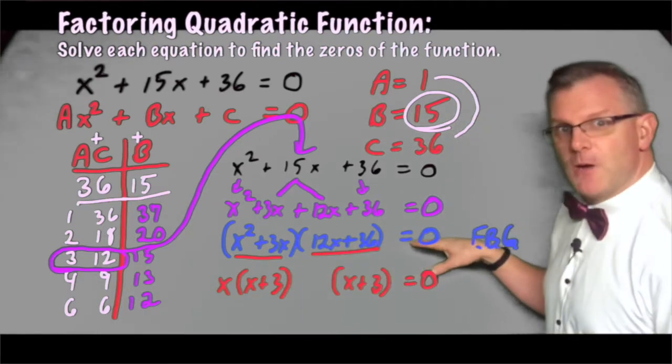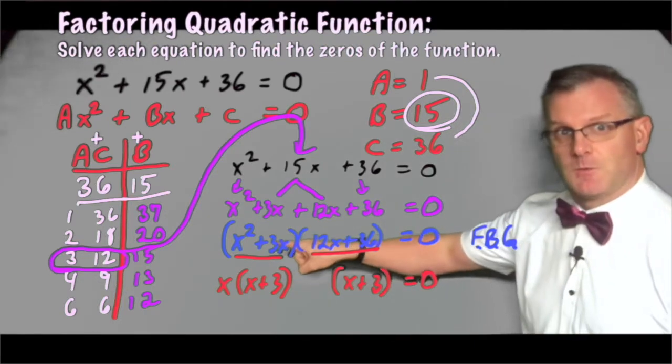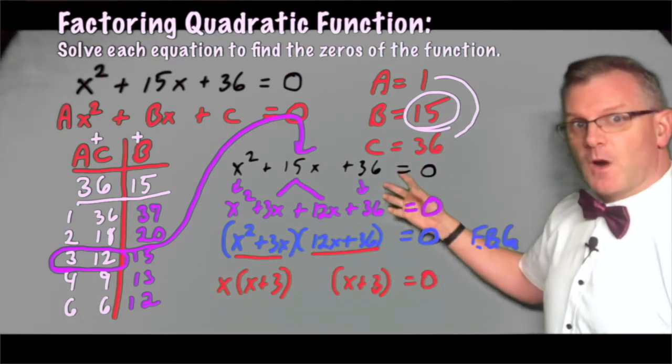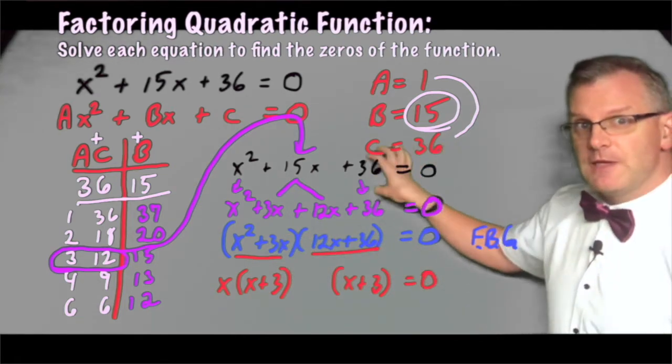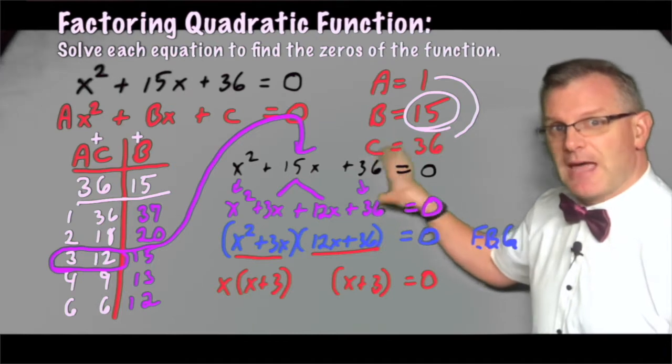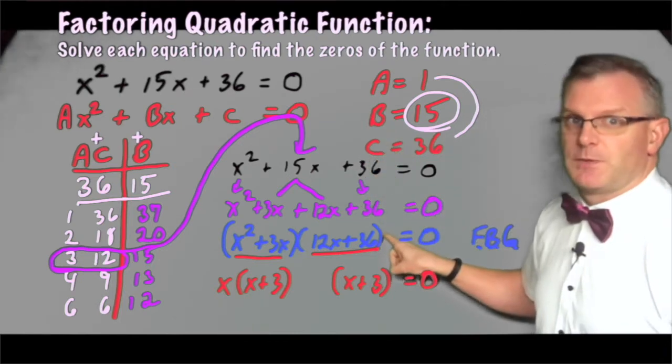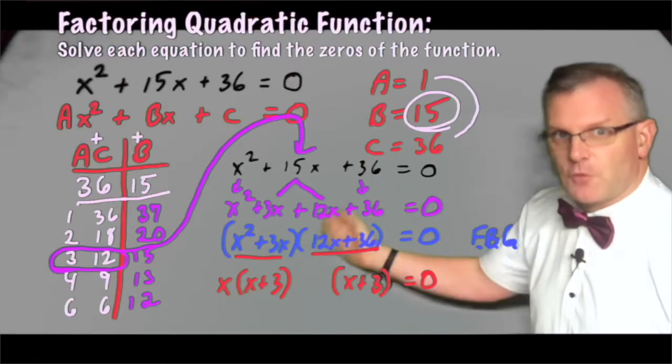Well, this second binomial has got to look like that first one. So I've got to look up here and say, what in this expression can I take out to make it look like x plus 3? Well, you're right, I'm going to take out a 12.